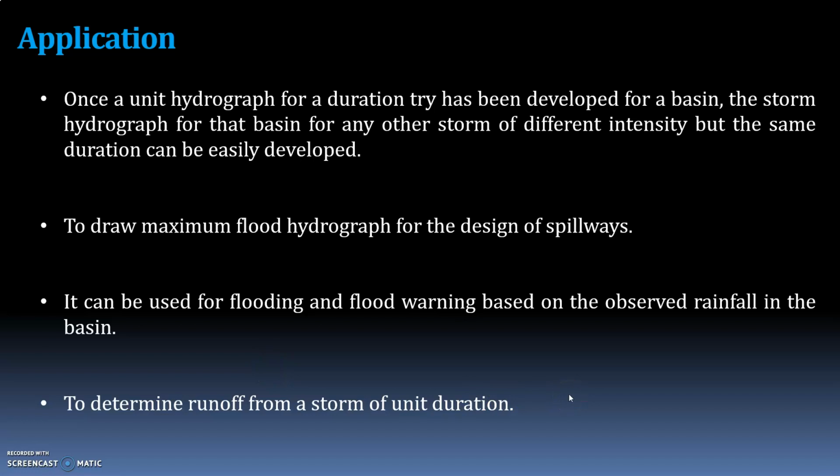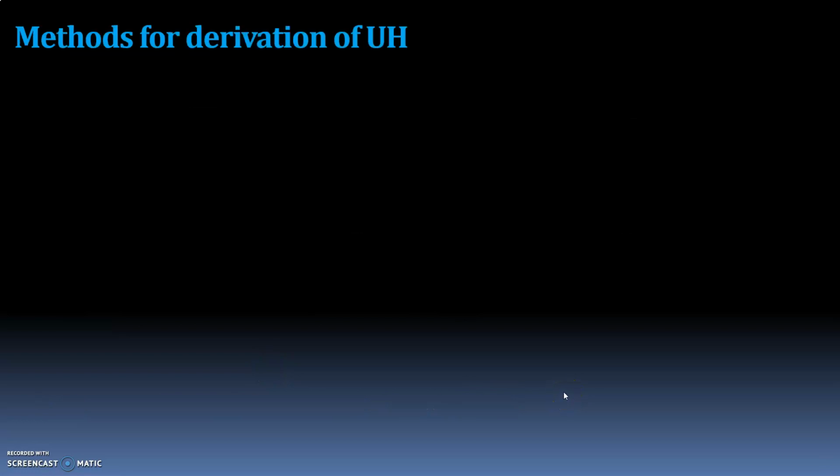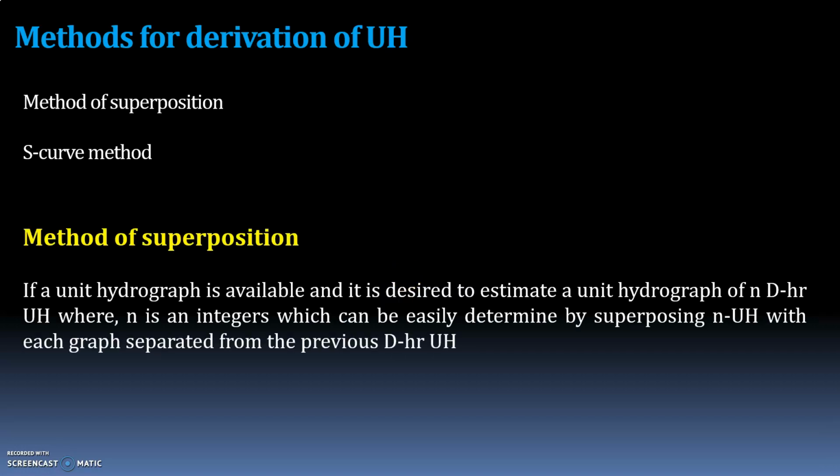To determine runoff from a storm of a unit duration, there are different methods of derivation of unit hydrograph. The first one is the method of superposition and the second one is the S-curve method. Let us discuss the method of superposition. If a unit hydrograph is available and it is desired to estimate a unit hydrograph of n times the duration, where n is an integer, it can be easily determined by superposing unit hydrographs with each graph separated from the previous by the unit duration.